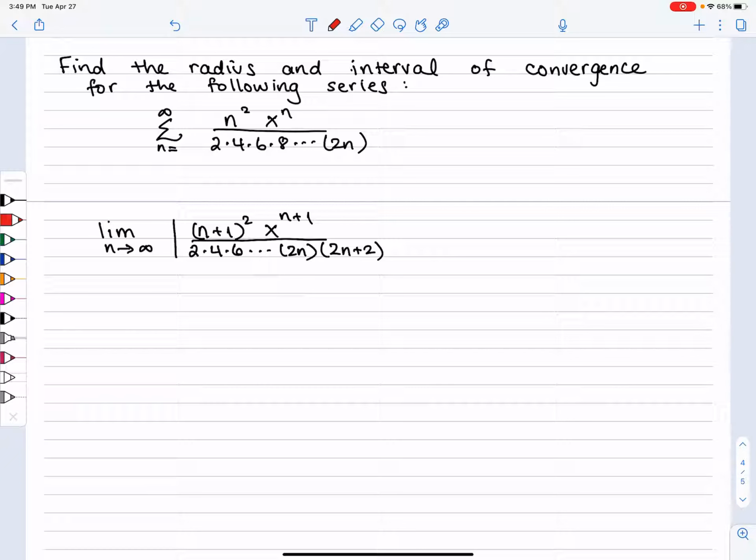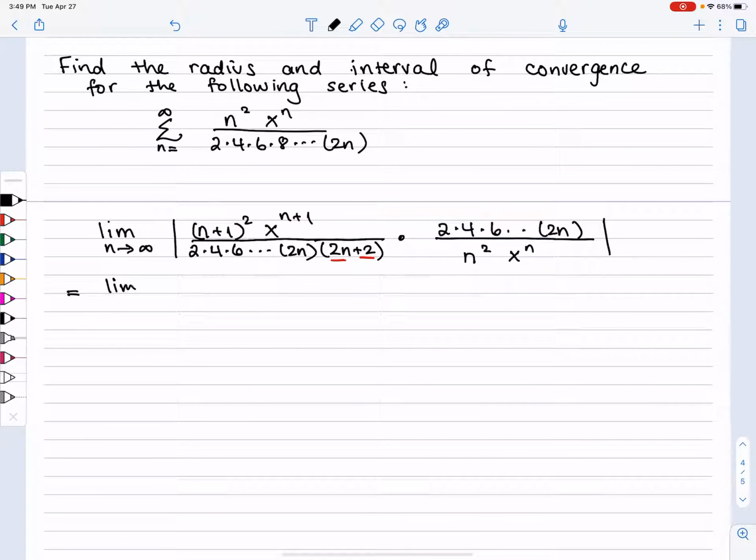And the idea there is that instead of n, you're going to let n be equal to n plus 1. So you have 2 times (n+1), which gives you the 2n plus 2. And the factor right before that one will be that 2n factor. We're going to now multiply times the reciprocal, which is 2 times 4 times 6 all the way to 2n over n squared times x to the nth power.